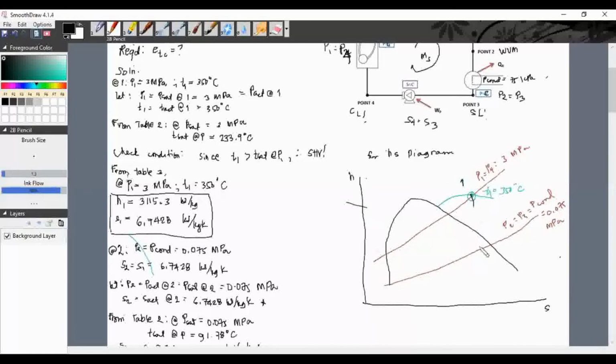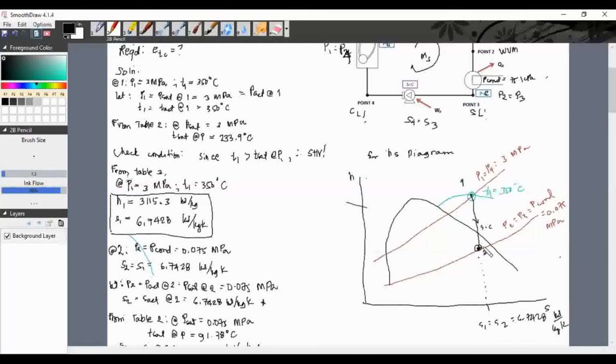So, gawa kang vertical line. Yan, S is equal to C. This is your point 2. Project lang natin pababa. So, we have S1 is equal to S2 na 6.7428 kilojoules per kilogram Kelvin. Okay, so yan ang ating point 2.